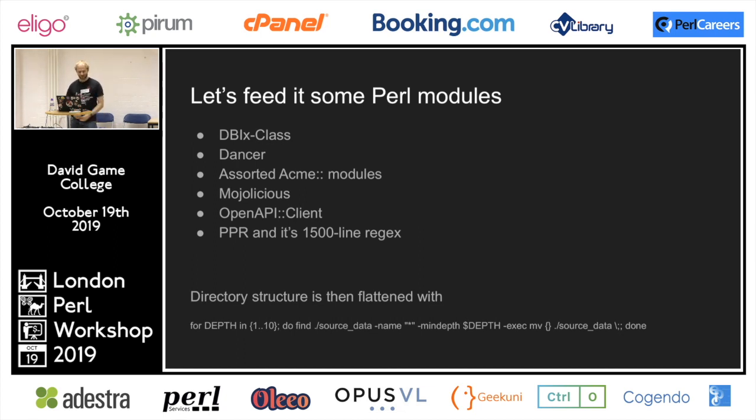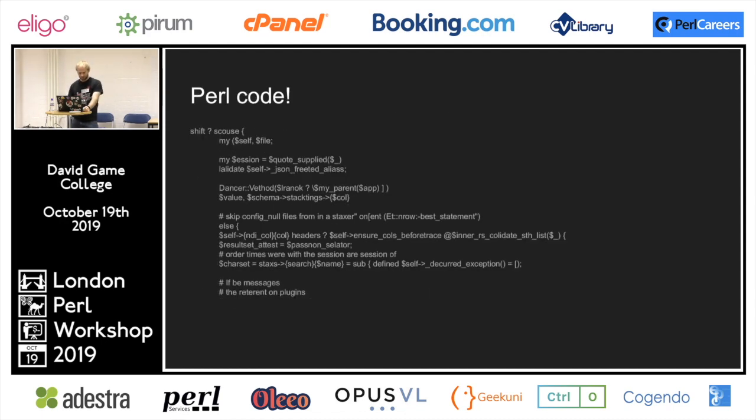So we've got debit class, we've got dancer, various Acme modules, Modulicious, OpenAPI client, and I thought it'd be funny to feed it PPR and its 1,500 line regex, just to see what comes out. Truth be told, you can feed it as much as you like. And this is the command I use to just flatten the directory structure, because the preprocessor doesn't like digging into nested directories. And so it came out with this.